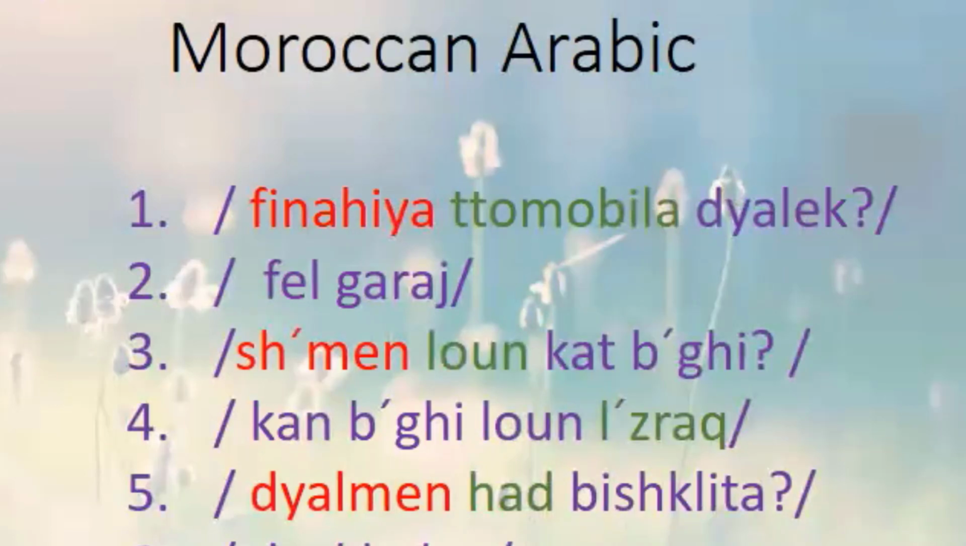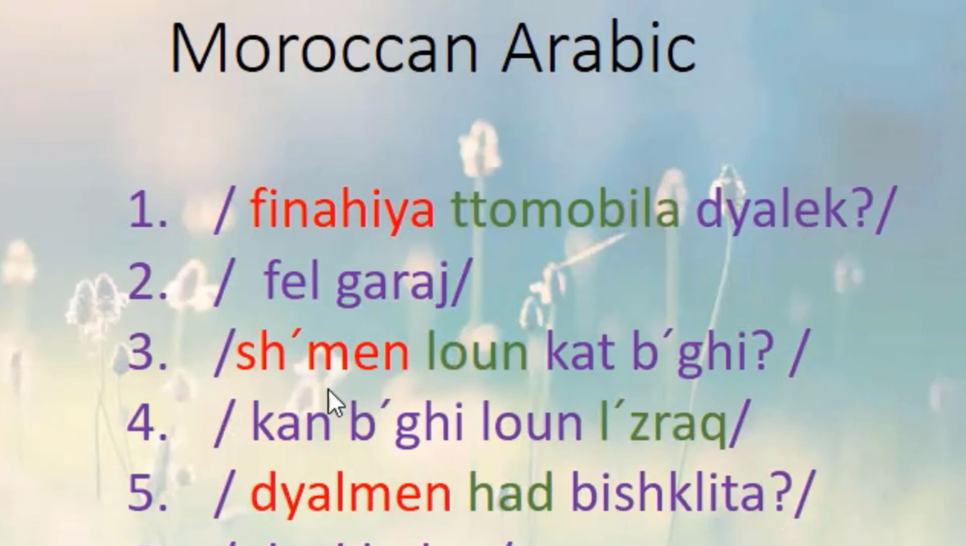Where are your cars? فينا هما الطوموبيلات ديالك. Again, طوموبيلة, the plural is طوموبيلات. ديالك is your. It is a possessive adjective corresponding to your in Moroccan Arabic. Where is your car? فينا هي الطوموبيلة ديالك. Number 2, in the garage. في الجراج, the same thing as in English or French. Number 3, which color do you like?